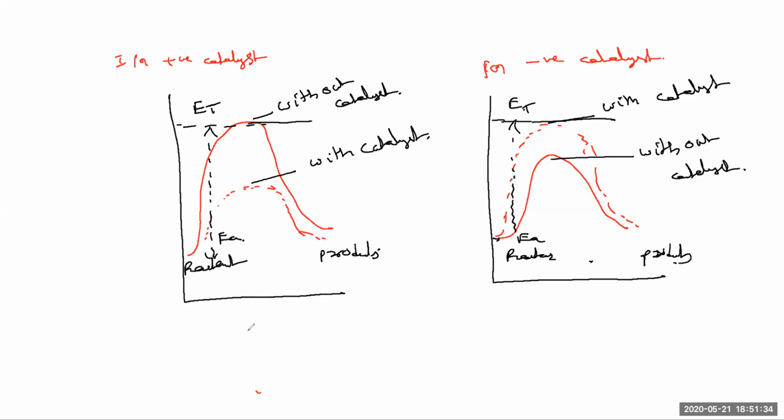Yes, sir. So the rate of reaction increases by adding a positive catalyst, by decreasing the activation energy of the reactants in the presence of catalyst. Whereas in the negative catalyst it is the opposite: the rate of reaction decreases by increasing the activation energy. When a negative catalyst is added, the activation energy target increases, as the dotted line in the second curve shows. So the rate of reaction decreases.